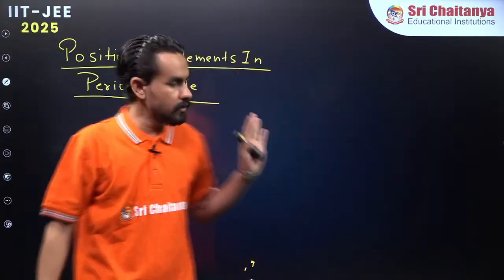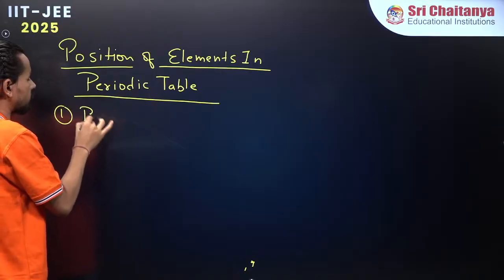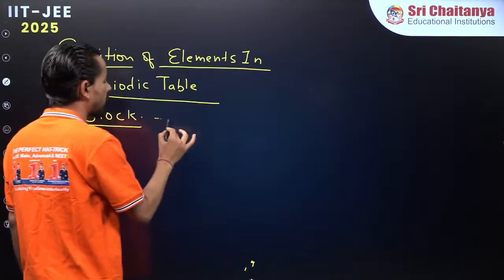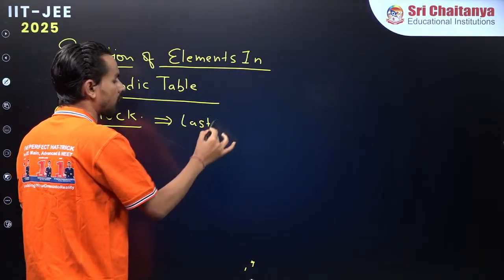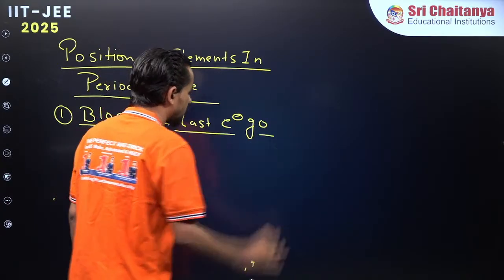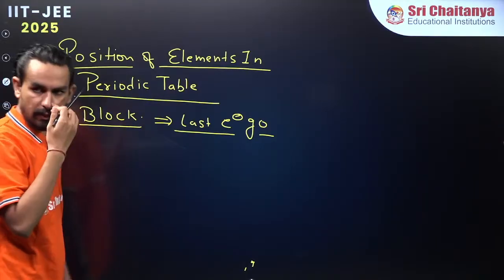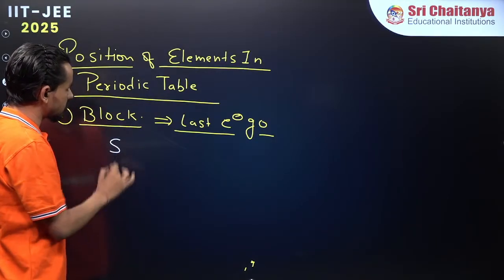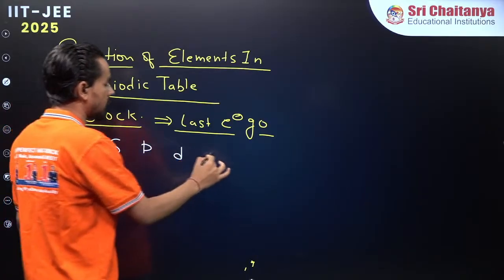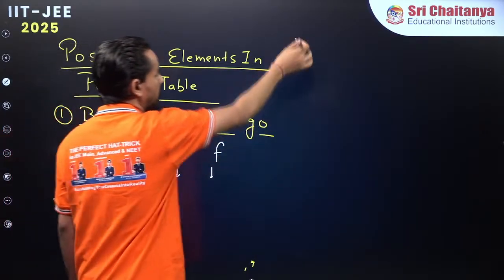Okay, let's think about this. First of all, how to determine block. I think this all of you know. In whatever orbital the last electron goes, the element will lie in that block. For example, if the last electron is going in s, the element is said to be of s block. If p, then p block, if d, then d block, f, then f block. All of this we have already done. Block determination we have already done.